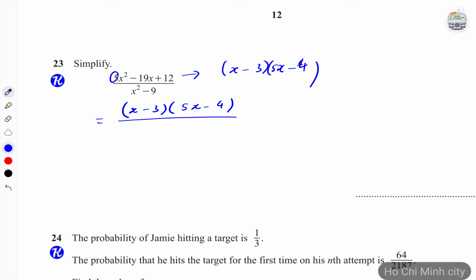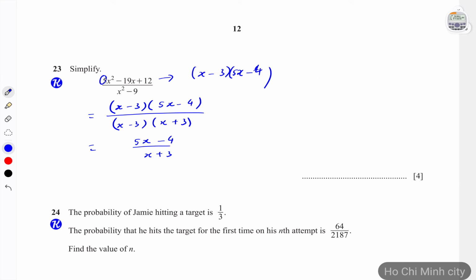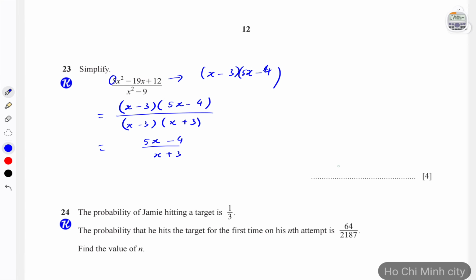And divided by, this one has the form of x squared minus b squared, right? Because 9 is 3 squared. So x minus 3 and then x plus 3. And that is 5x minus 4 divided by x plus 3. All right, so this would be the final answer.